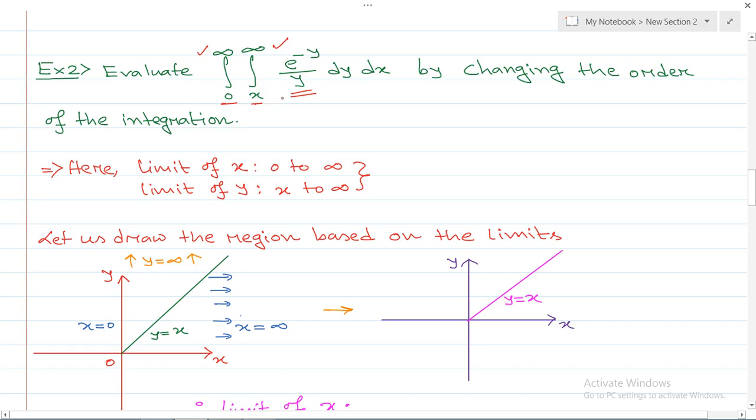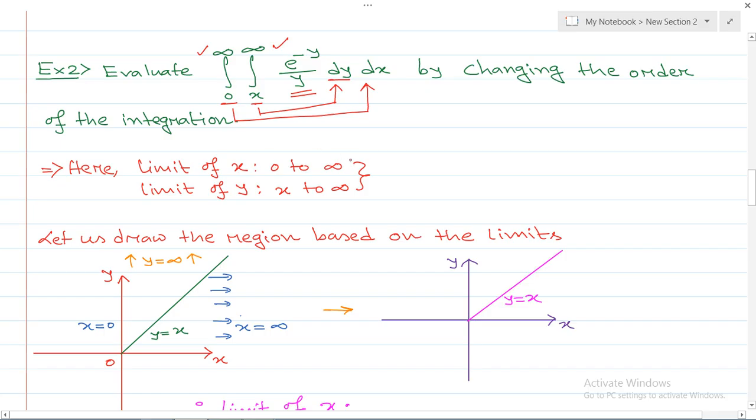Since it is given the first integration is with respect to y, definitely this is the limit of y, and this one is the limit of x. So first of all we have to identify the limits, based on which we have to draw the diagram. Thereafter we have to change the order of the integration. These are the steps that you have to remember one by one. First of all we have written the limit of x, which is the outside integration, 0 to infinity.